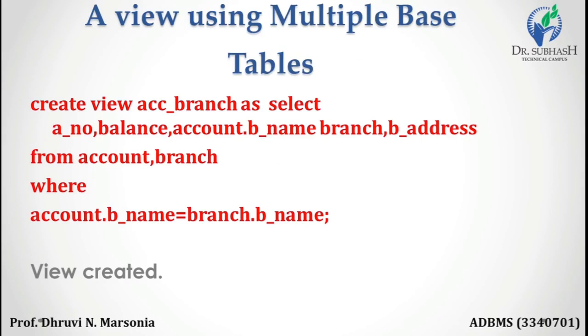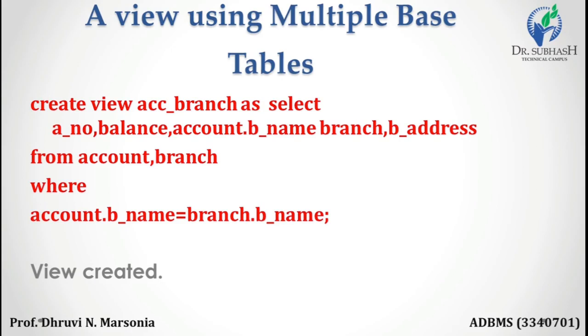Okay. A view using multiple base tables. When we have more than one table, we have to create a view for those multiple base tables. We create view SSE_branch as select account number, balance, account dot branch name. Here I mention account dot branch name because branch name is available in both tables, and branch address.